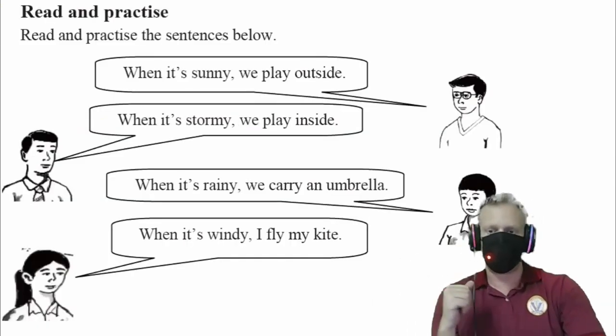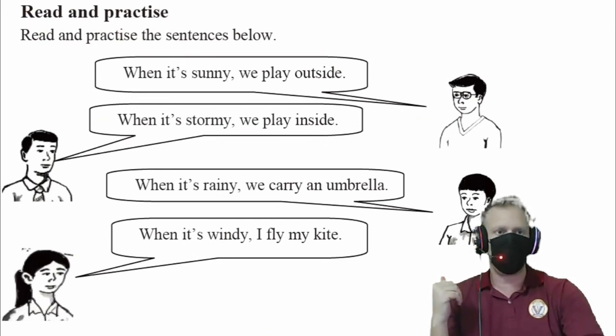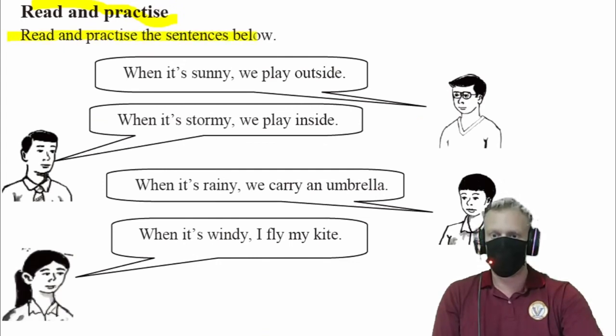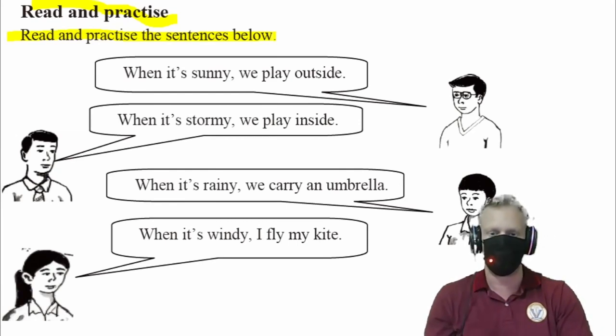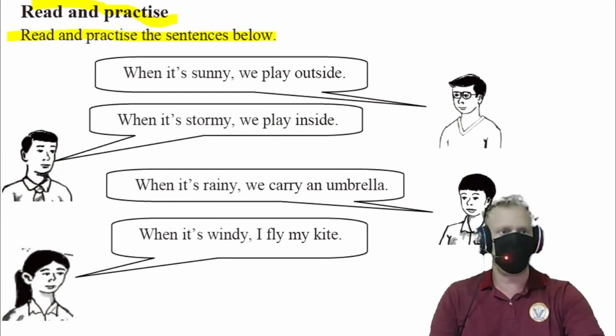Our next activity is to read and practice. Read and practice the sentences below. Yes, these ones. Please read and practice them. First one, I will go with you. When it's sunny, we play outside. When it's stormy, we play inside. When it's rainy, we carry an umbrella. When it's windy, I fly my kite.